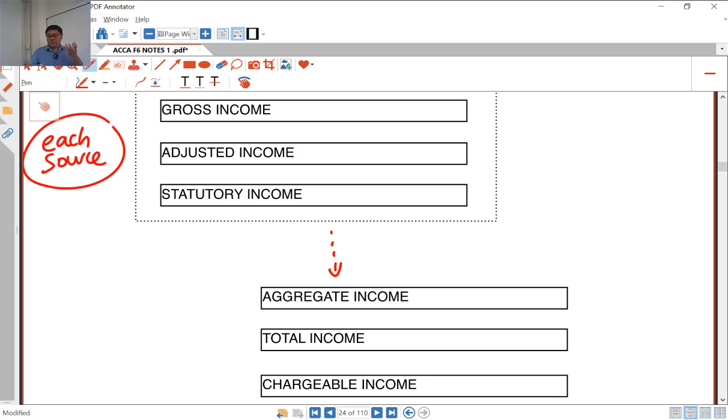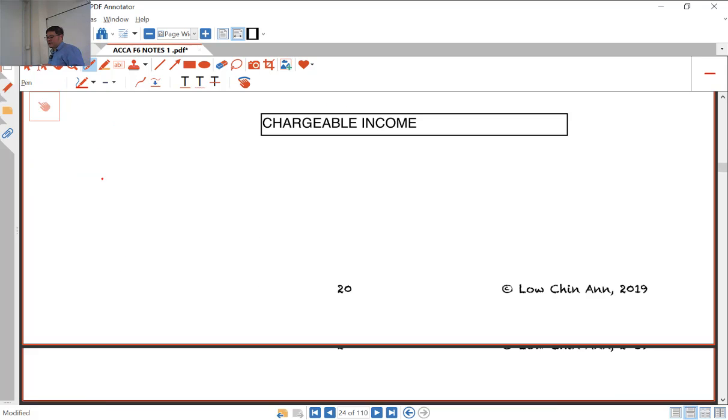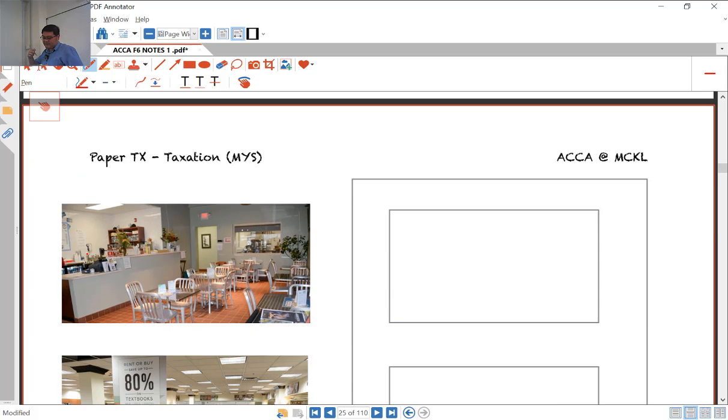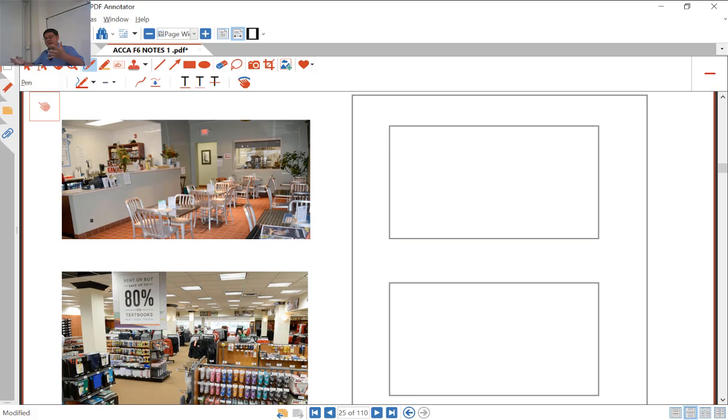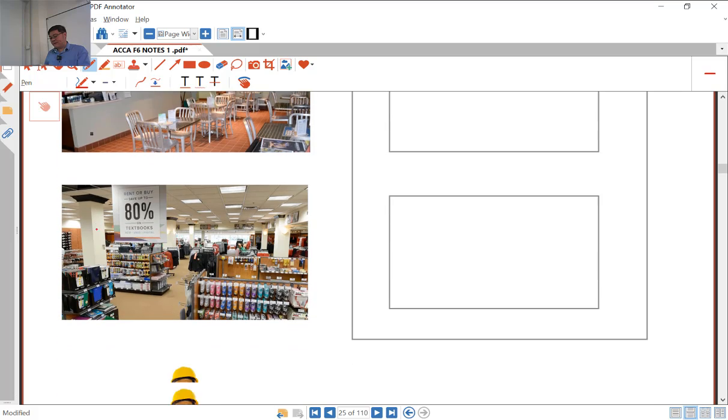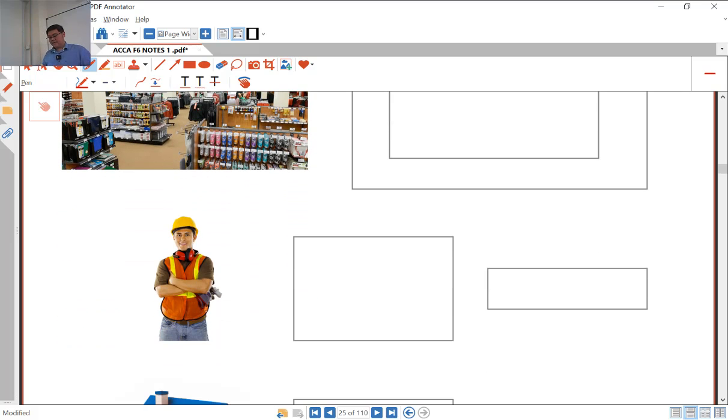Now, in between one figure to another figure, you expect there will be some adjustment in between. Like, how do you get from adjusted to statutory? What goes inside? How do you get from aggregate to total? What goes inside? That's what we're going to see. The whole chapter here is to tell you what goes inside from one figure to another figure. I usually start with this so that those of you who have never encountered tax before can have an imagination. Okay? Now, let's say this is a real person. Let's just call him John.